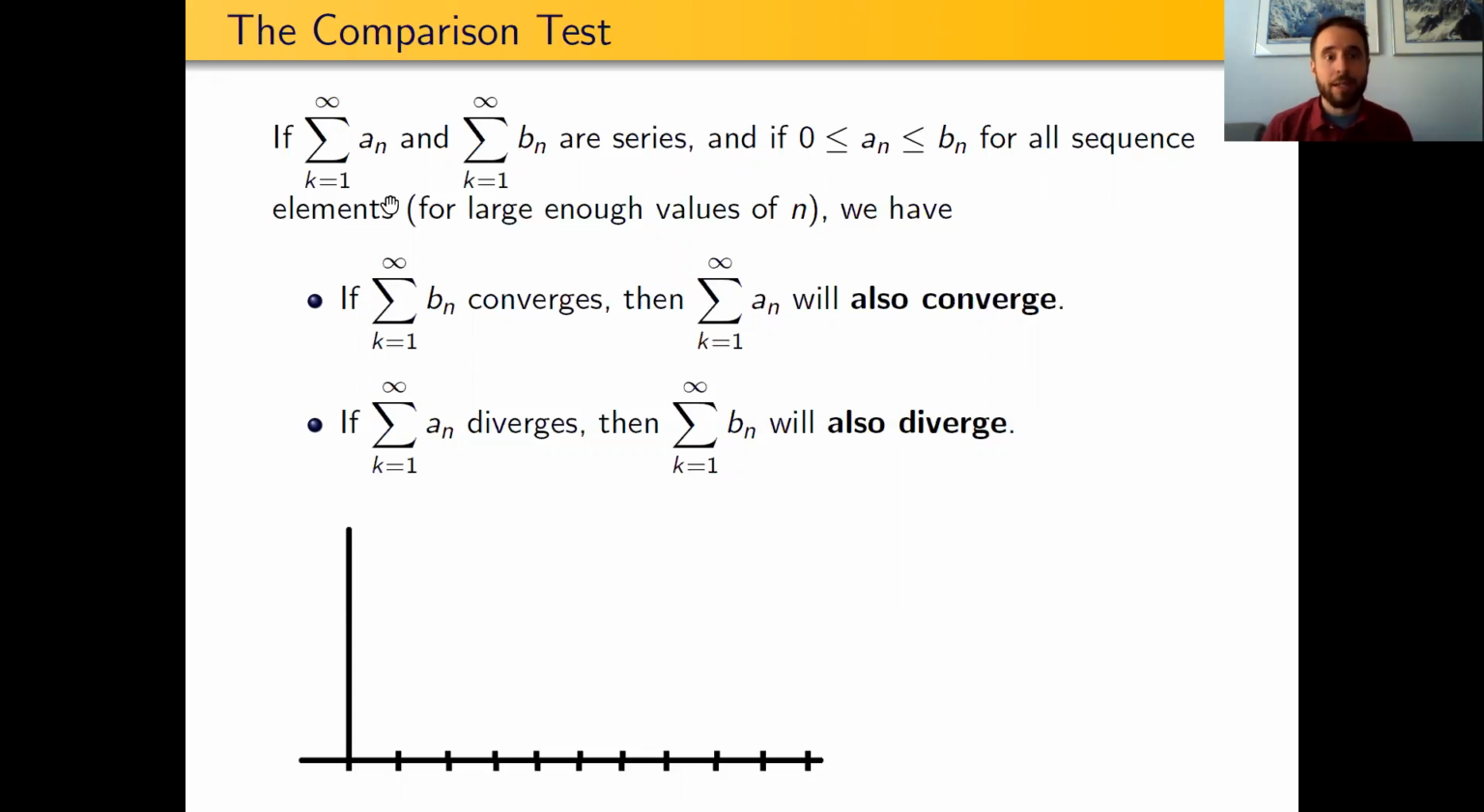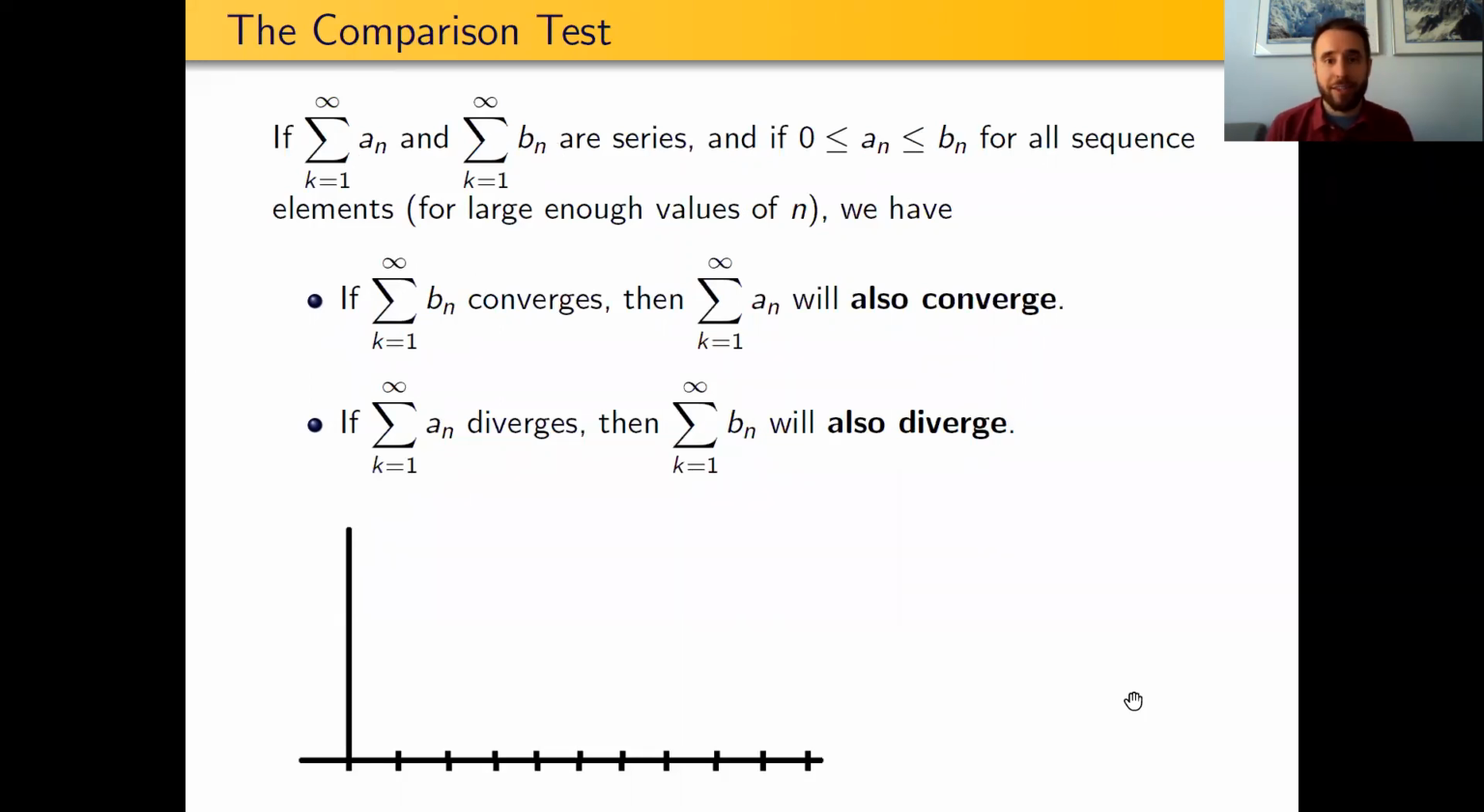So that's our setup. If we have that ordering between our series a sub n and our series b sub n, then we will know that if b sub n converges, then a sub n will also converge. And if a sub n diverges, then b sub n will also diverge.